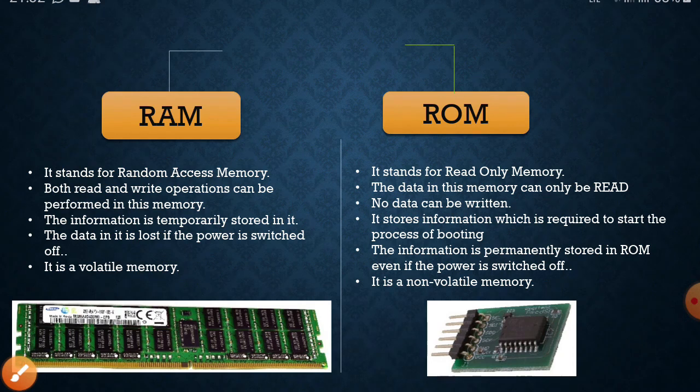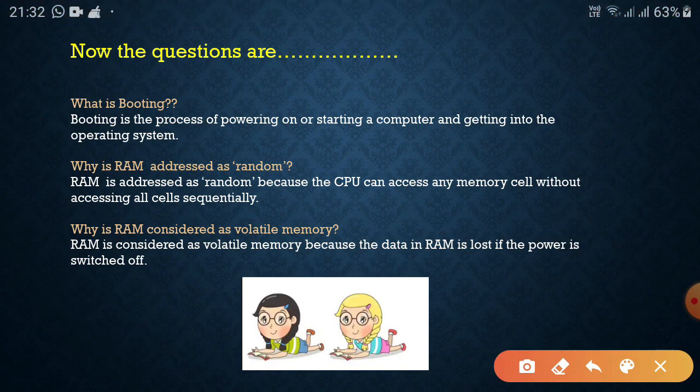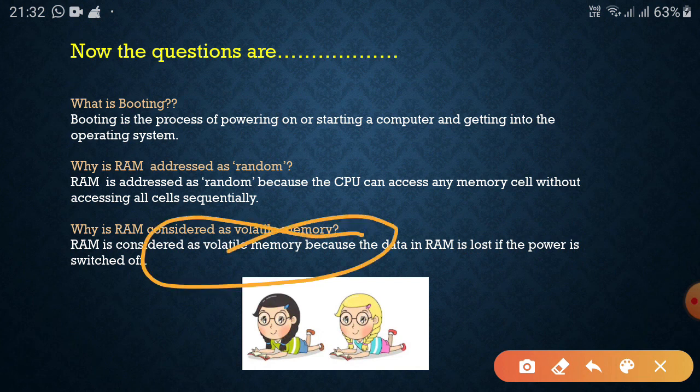Why is RAM considered volatile? You have already learned. RAM is considered volatile memory because the data in RAM is lost if the power is switched off.